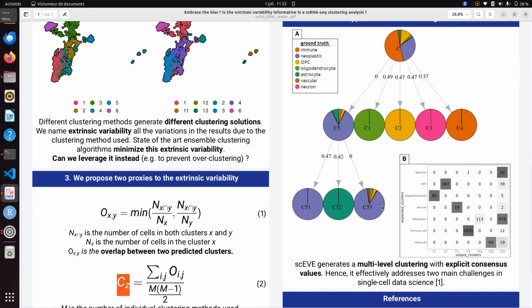And so we effectively address 2 main challenges with our method. That is, we explicitly quantify the trust we have in our results, and we deal with the varying levels of resolution by giving an objective argument to subclusters as a population of cells we identified.